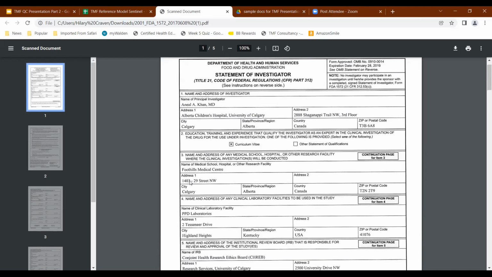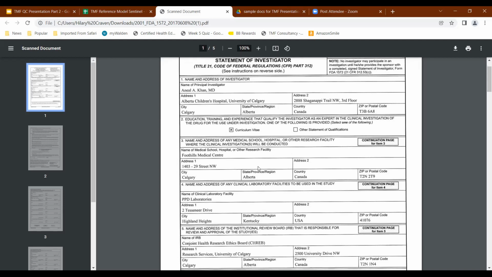So the first section is the name and address of the investigator. And then they will say how they are going to provide their training and proof of their training. So usually it's the CV. And then 3 is kind of where, the location.